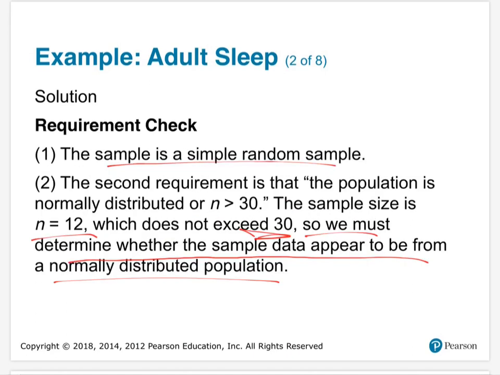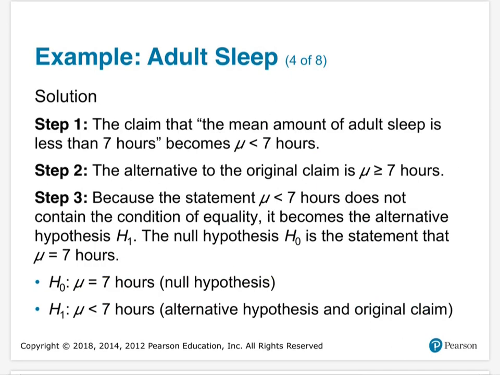Again, we're not going to have to go through all this detail. But I do want you to know the whole story. This is the deeper story if you ever actually do a study like this, officially. So the claim is that the adult sleep is less than 7 hours. And so that's our null. Remember, the null is always the equals. So the alternative is less. Actually, the alternative is the original claim, and the null is the equals. Nulls are always equals, right?